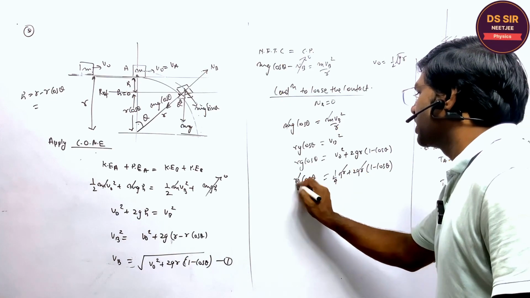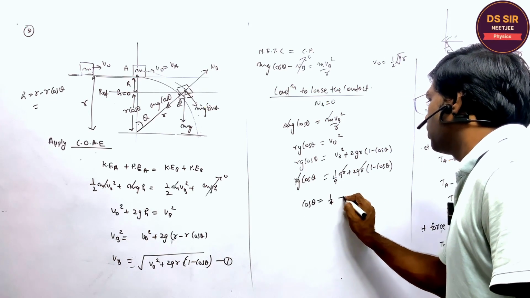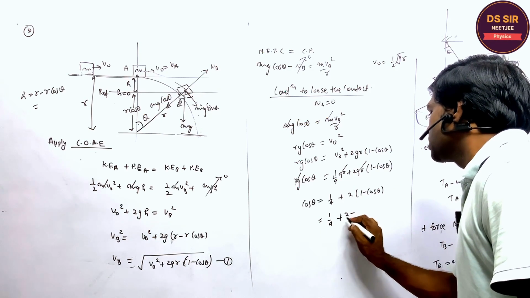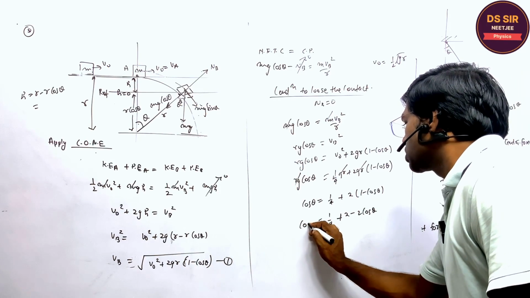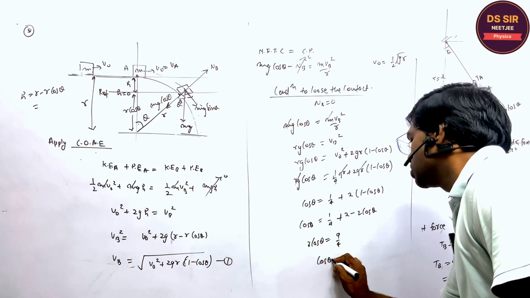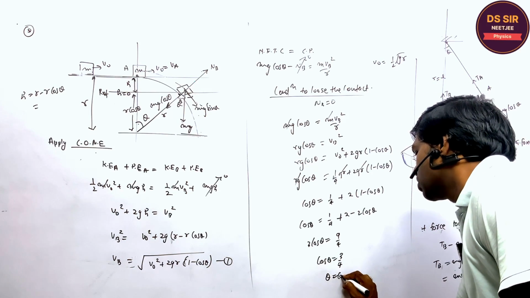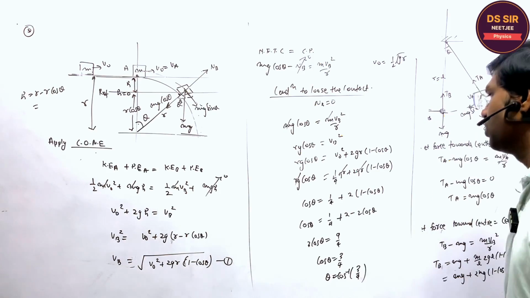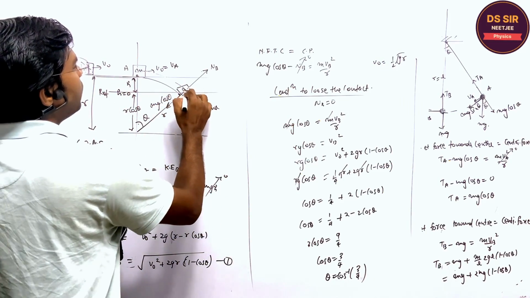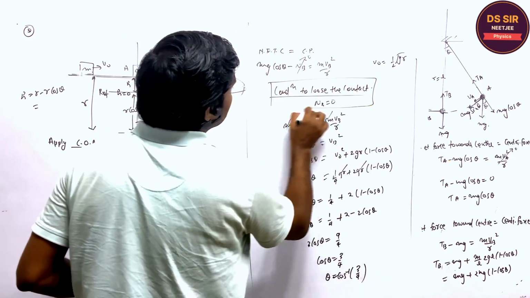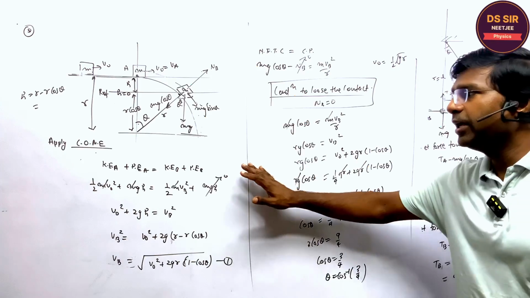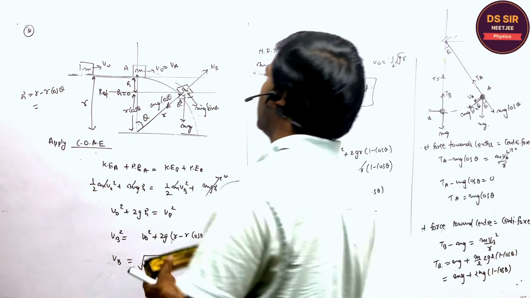So gr will cancel out. This is cos theta equals 1 by 4 plus 2(1 minus cos theta). So 1 by 4 plus 2 minus 2 cos theta is equal to cos theta. It comes to this side. 3 cos theta is equal to 9 by 4. So cos theta is equal to what? 3 by 4. Theta is equal to cos inverse 3 by 4. That is the answer. So after this angle, the particle or the block will leave the contact. This is the condition to lose the contact. Is it clear or not? Any doubt you want to ask in this question, please tell.